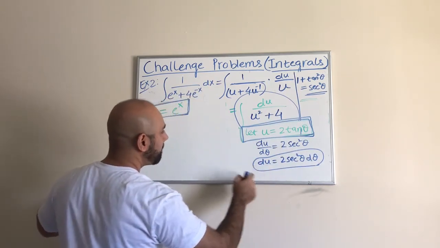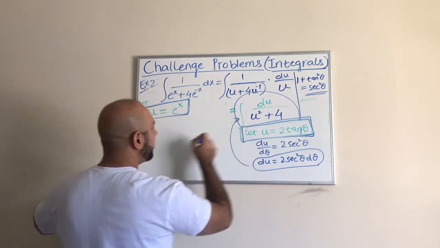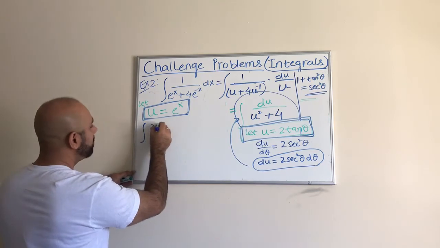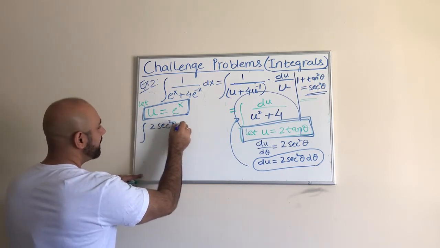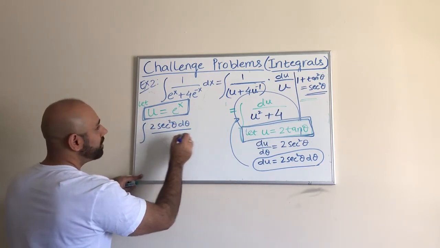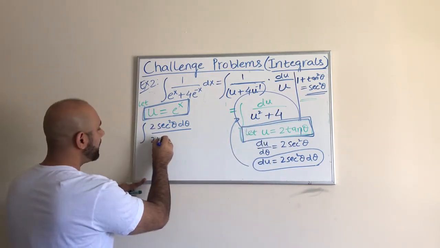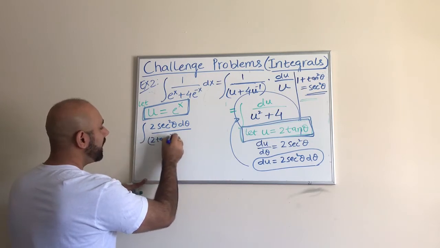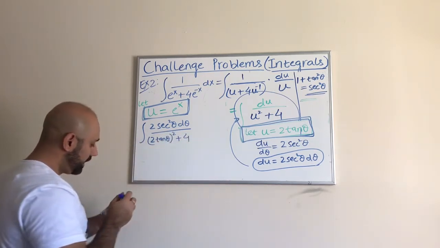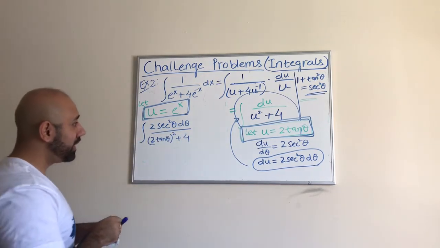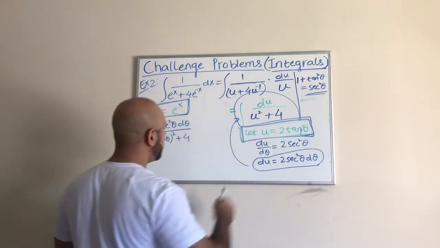So guys, from here we go back to this integral, and it's going to become 2 secant square theta d theta divided by u square plus 4. What is u? U is 2 tan theta. So it's 2 tan theta whole square plus 4, right? Guys, that is what that integral simplifies to once I use this substitution and this du.